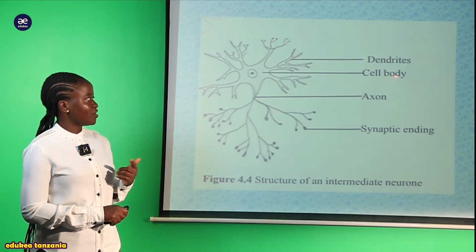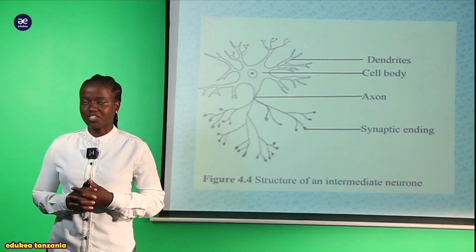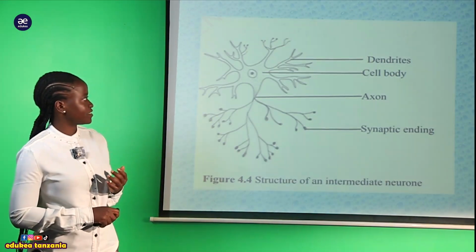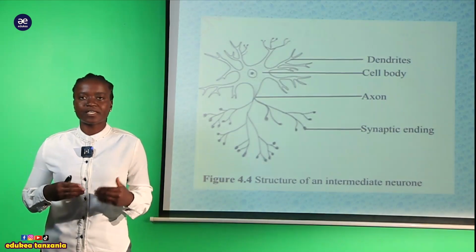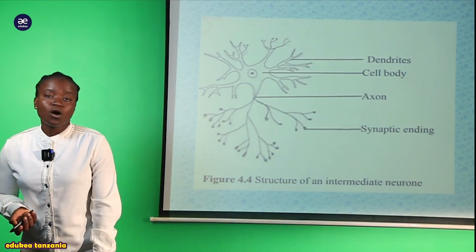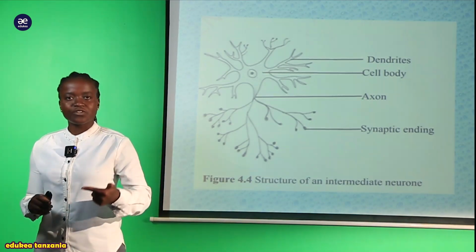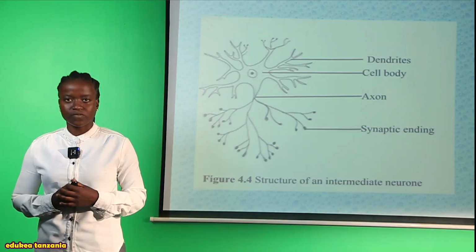And we have the cell body, where different kinds of metabolic activities take place. Lastly, we have the dendrites, which branch from the dendron. Now we have to see the explanation of what this relay neuron is and the function of this relay neuron in coordination in general.